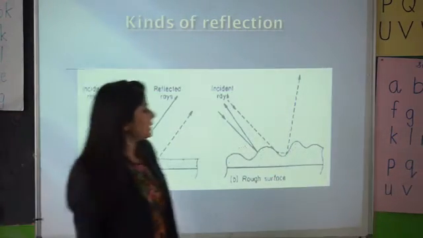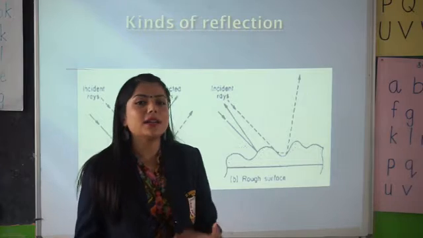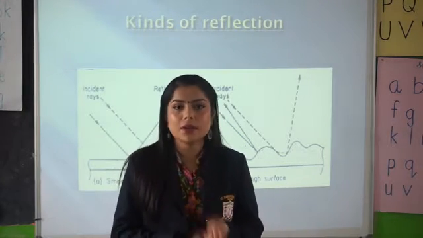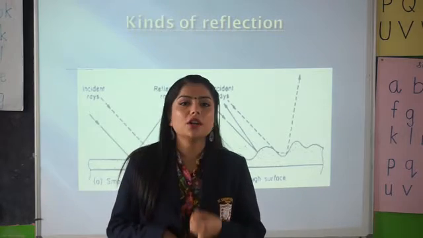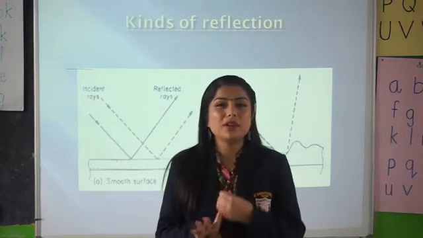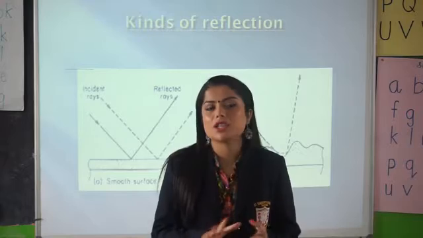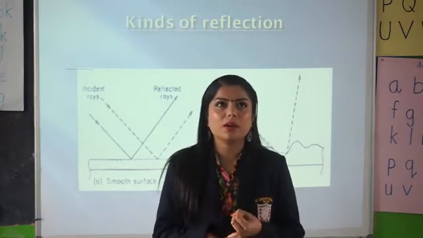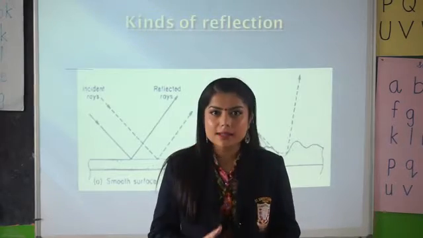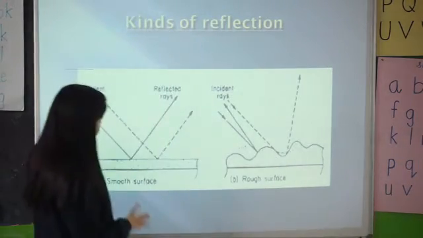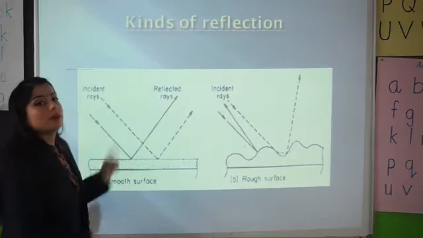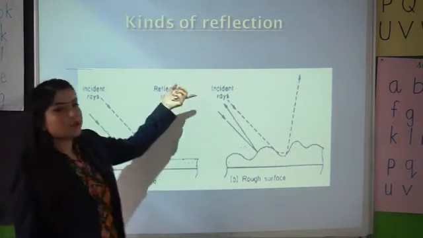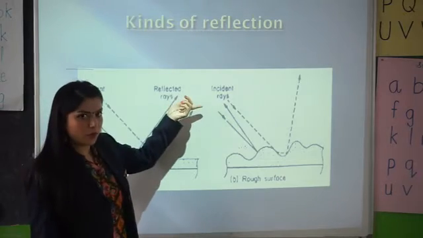Now, in this slide, there are different types of reflection. One is regular, and the other one is irregular reflection. Now, regular reflection happens on very smooth, shiny and polished surfaces like metals, your spoons, all those shiny materials like glass, mirror and all those things. Over here, you can see a smooth surface. This is your regular reflection. The light falls parallel and it reflects the same way.